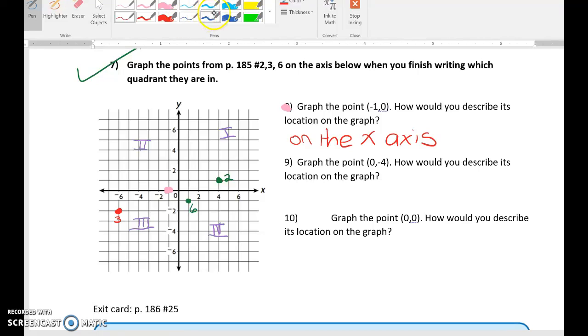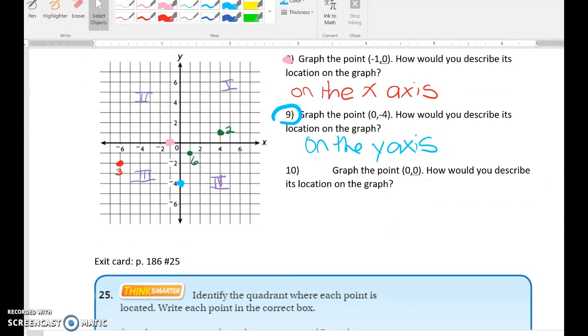Okay, now let's switch to a nice light blue for question number 9. Let's graph the point (0, -4). So that first 0 tells us don't go left, don't go right, stay where you are. And then we go down 4, right? So this spot is actually on the y-axis. Okay? And again, it's between quadrants 3 and 4, but it is on the y-axis.